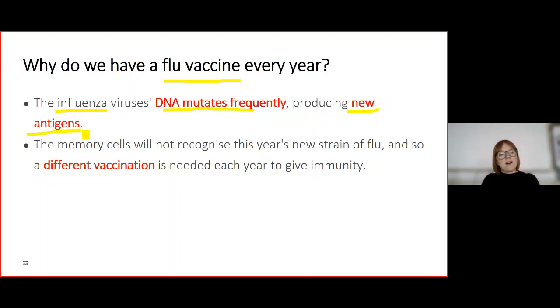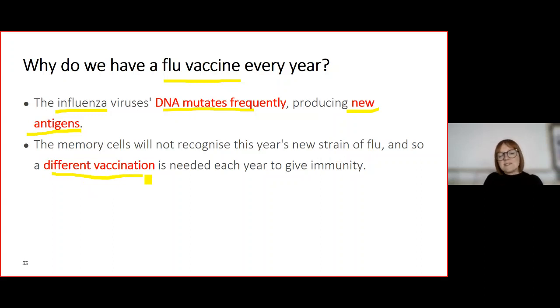So even though our white blood cells, our memory cells, are left behind and they know they've been infected with flu before, it could be that this year we have a slightly different variation on the antigens, and therefore our white blood cells, our memory cells, lymphocytes, do not know how to respond. So the memory cells will not recognize this year's new strain of flu, and so a different vaccination is needed to give immunity for the year.